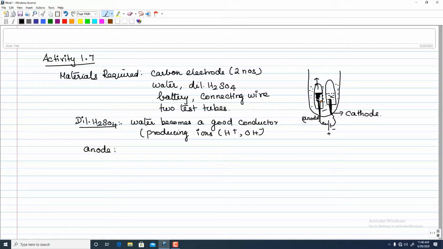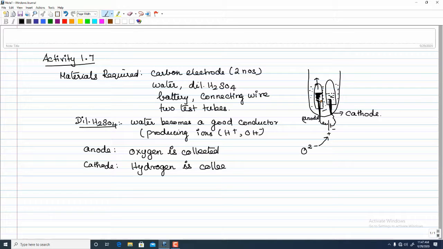What gas is collected at the anode? At the anode we get oxygen gas. Why is oxygen collected there? Because oxygen is negatively charged as O2 minus and the anode is positive, so there is an opposite attraction between positive and negative. So oxygen gas is collected at the anode, and at the cathode the other gas, that is hydrogen gas, is collected.